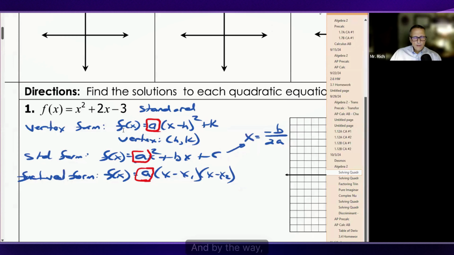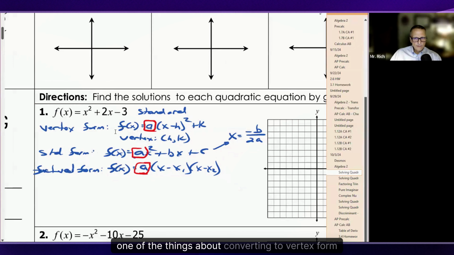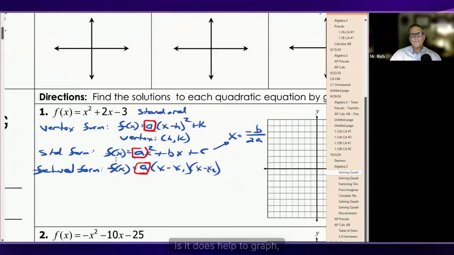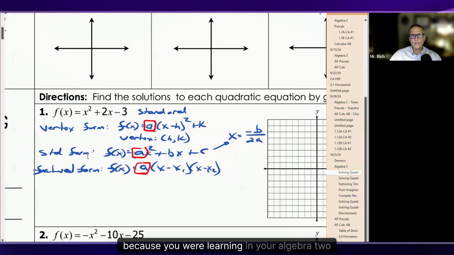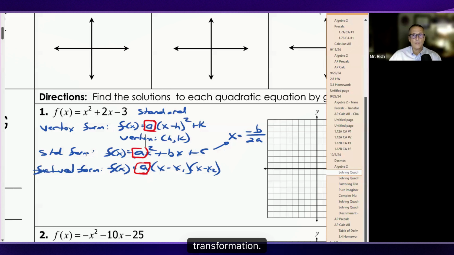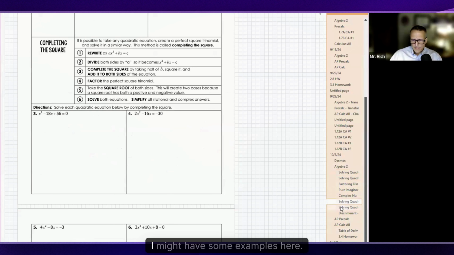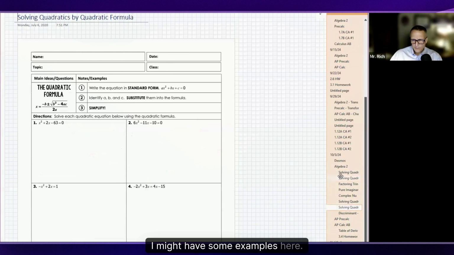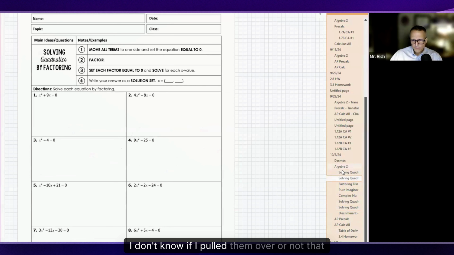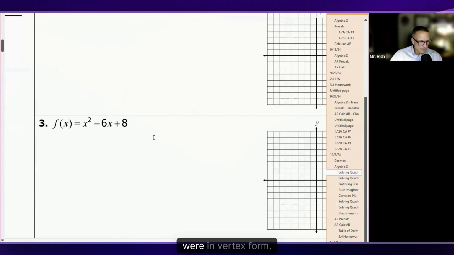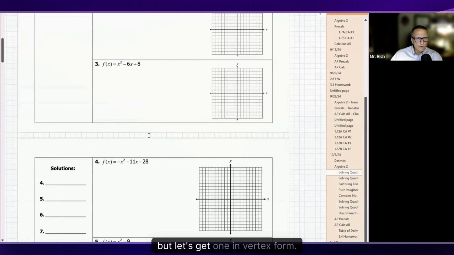And by the way, one of the things about converting to vertex form is it does help to graph, because you were learning in your Algebra 2 class how to graph quadratics and other functions by what we call transformation. And I think I might have some examples here. I don't know if I pulled them over or not that were in vertex form. But let's get one in vertex form.